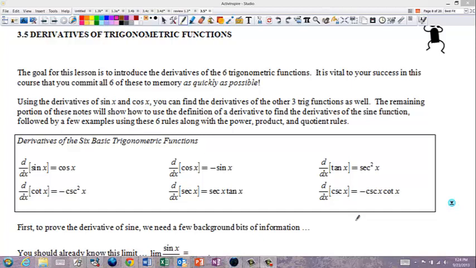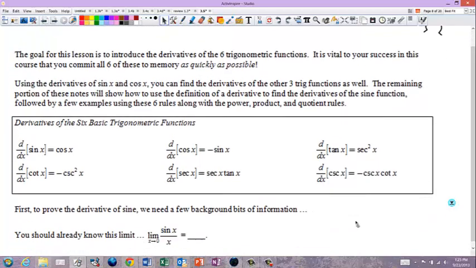Alright guys, we're doing derivatives of trig functions. It says the goal for this lesson is to introduce the derivatives of the 6 trigonometric functions. It is vital to your success in this course that you commit all 6 of these to memory as quickly as possible. What we see, the derivative of sine is cosine.